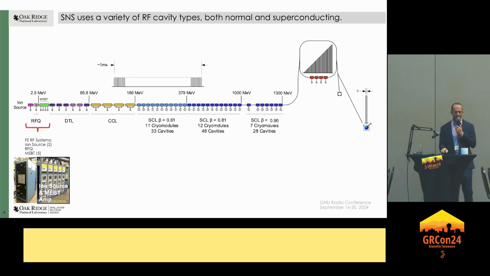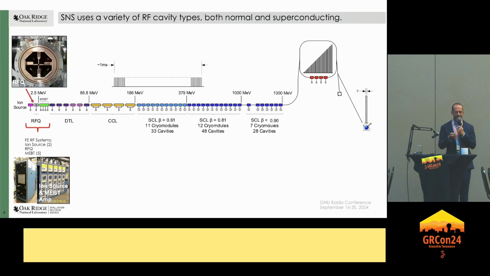But just briefly, I'll go through all the RF systems. On the front end, where we make our ions and start our beam acceleration, we have 8 RF systems. Those include some solid state amplifiers that you see there on the right, and then a tetrode-based amplifier that we use to actually ignite the ion source.